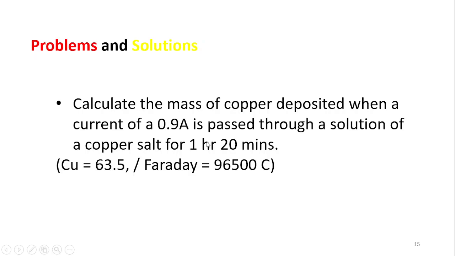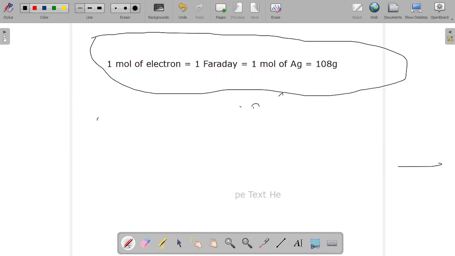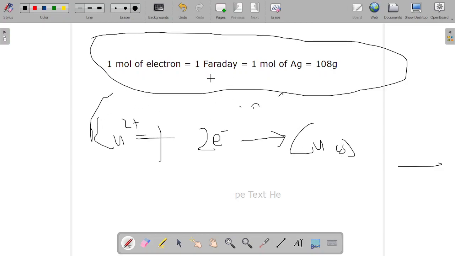We are working with copper now. When constructing the equation for deposition, we have the copper ion gaining 2 electrons. Because of this, its valency is 2, then it liberates solid copper. So we have here that it contains 2 moles of electrons, which is equivalent to 2 Faradays of electricity, and 1 mole of the copper.